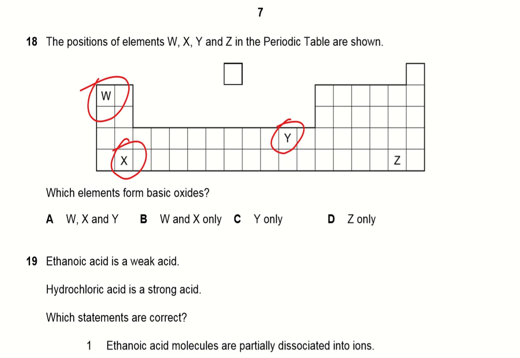So W, X, and what? And Y. Z is a non-metal. This is group 7 of the periodic table. So this is a halogen. Halogens don't form basic oxide.